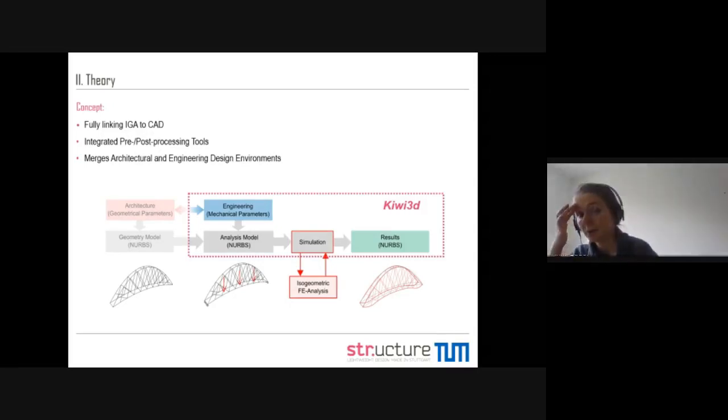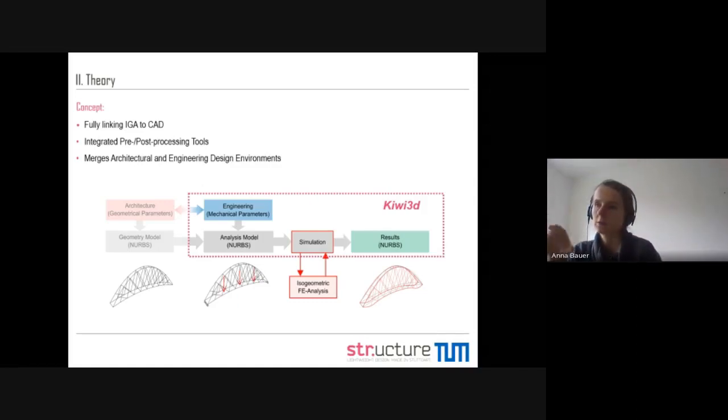So it's fully linking IGA into CAD and also provides a pre and post-processing tool. We can take the geometry model, which is done by the designer, and enhance it with some mechanical parameters for the engineering. So we get the analysis model, do the simulation with the analysis, and then provide some results to reuse in the design process. So it's completely a merging of the architectural job and the engineering job, so you can work quite closely together.